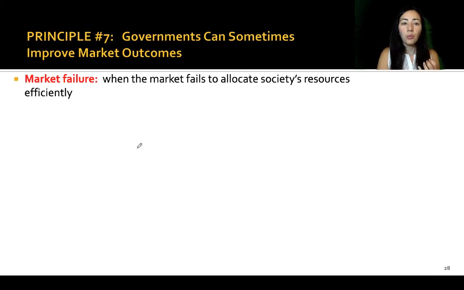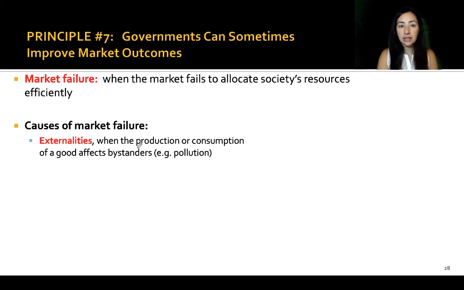So certain times we see markets that fail. A market failure is when the market fails on its own to allocate society's resources effectively or efficiently. Now, what are some causes of market failure? The first is externalities, and this is when the production or consumption of a good affects bystanders. So a bystander is defined as someone that is outside of the buyer-seller or market operation, we could think of it, or transaction. So a good example of this would be pollution, effects of secondhand smoke, etc.